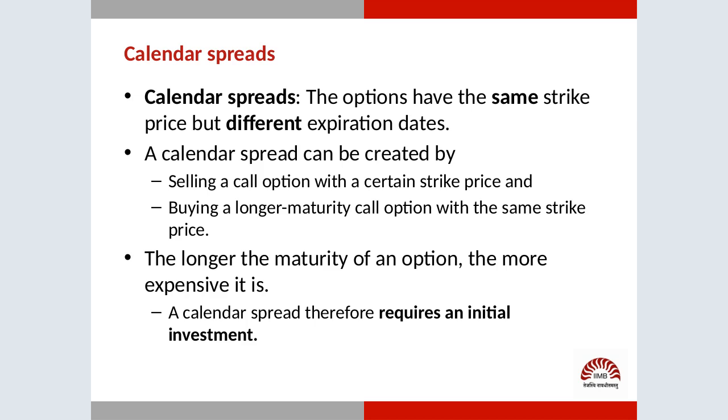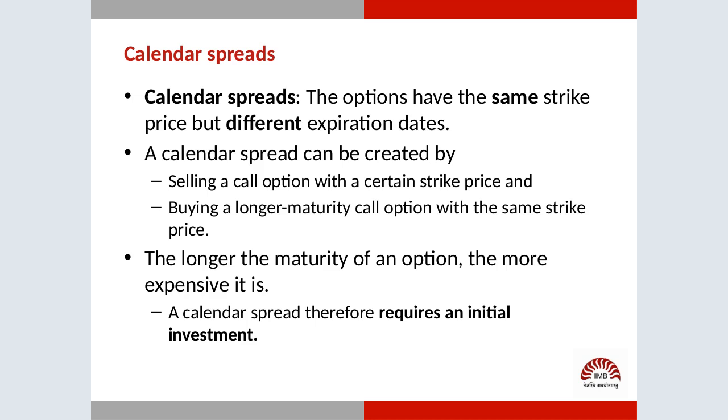This kind of thing, where you're playing around with the calendar, with the dates, is called the calendar spread. A calendar spread is typically created by selling a call option with a certain strike price and buying a longer maturity call option with the same strike price. Or you can do the other way around, buying a call with a certain strike price and selling a longer maturity call with the same strike price. So you realize your strike prices are the same. It is only that the time to maturity is different.